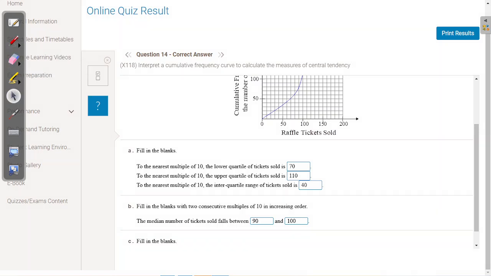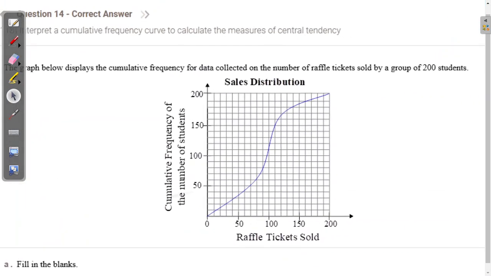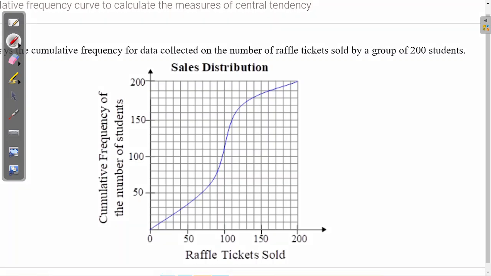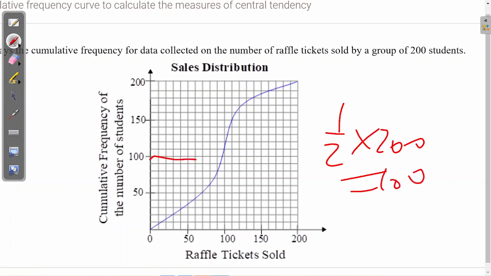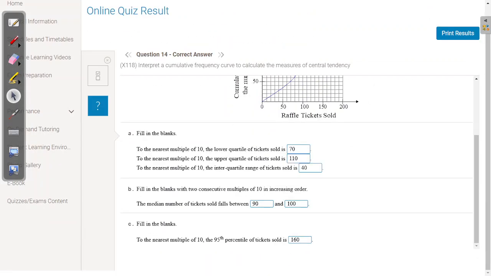Median number of tickets falls between what and what? Median is 50%, so half of 200 is 100. So you check here. It's not an exact value, it's between 90 and 100, which is what they want. They just want between what and what.